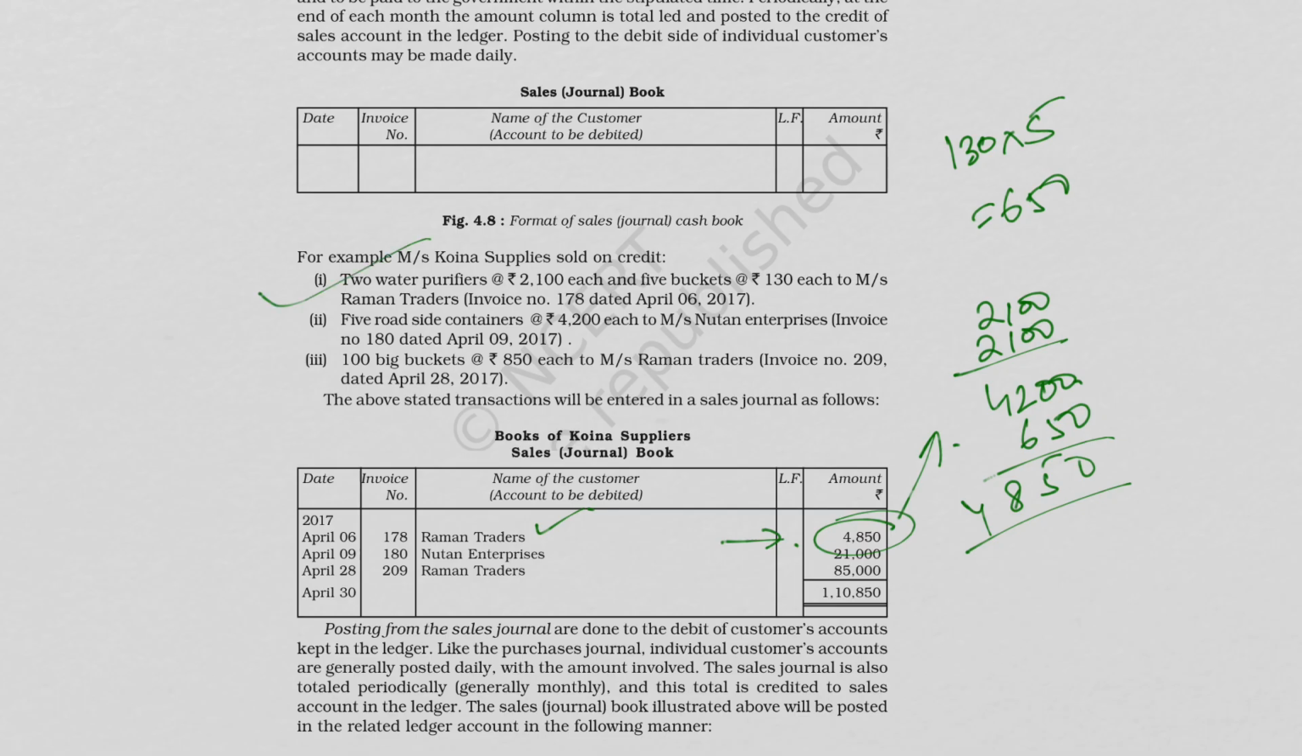5 roadside containers at the rate of 4200 each were sold to Messrs. Newton Enterprise. So we'll write the customer name here, and the invoice number. 4200 into 5, we have 21,000. Similarly, we sold 100 big buckets at the rate of 850 each to Messrs. Raman Traders. So we'll record this here.